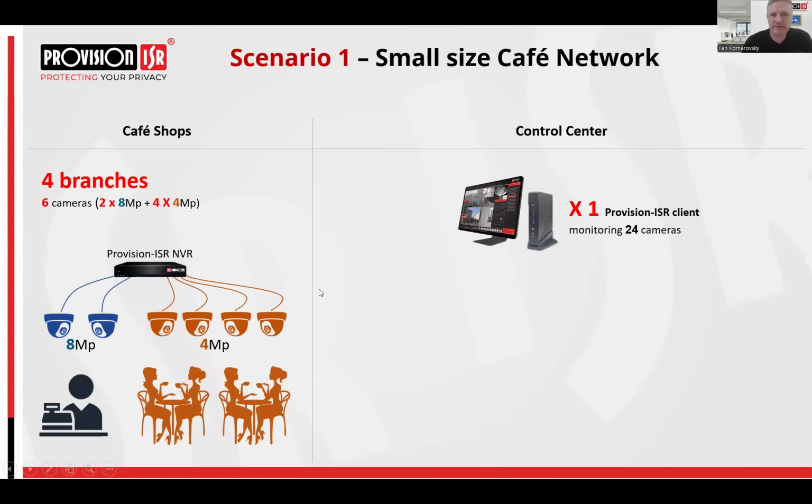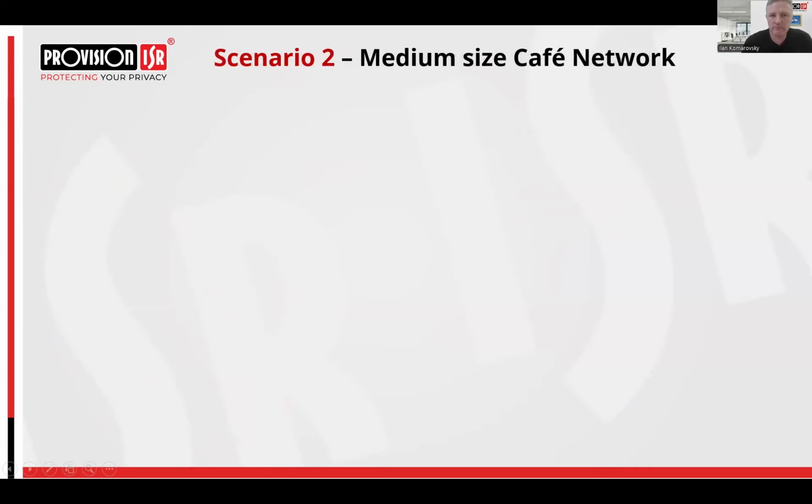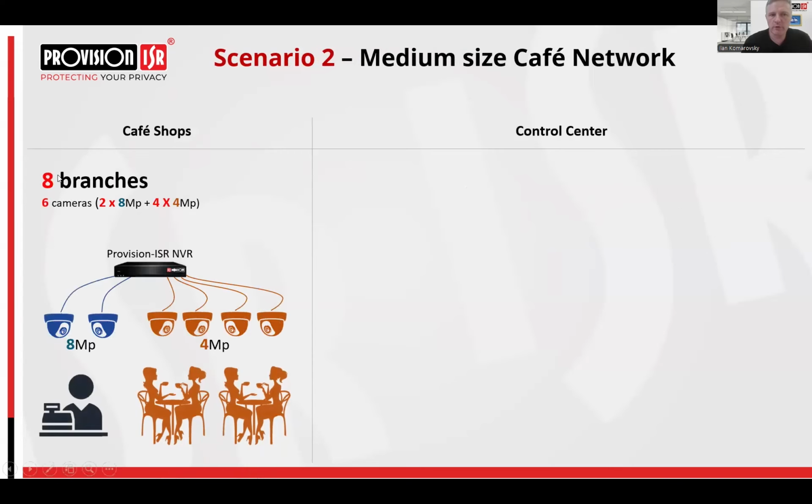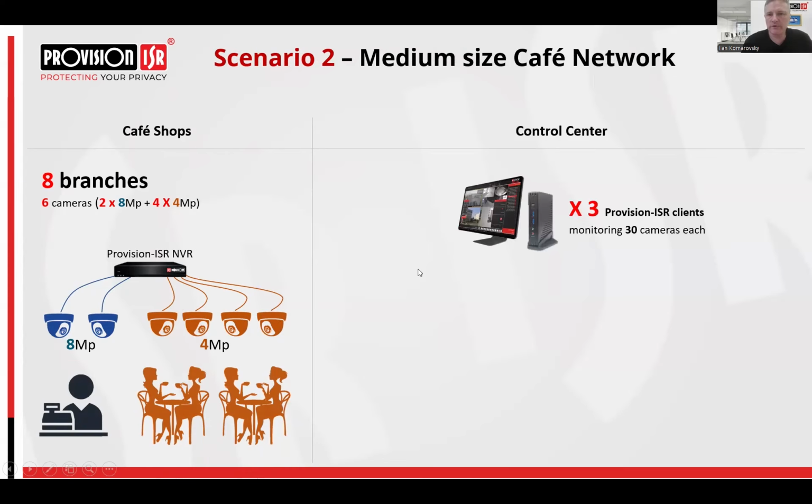Next project is exactly the same coffee shop, but this network is growing. So we are talking about more. We're talking about 8 branches, exactly the same situation in every shop, but the control center is going to be with 3 clients, and each one is going to monitor 30 cameras. He is going to put it in different locations.